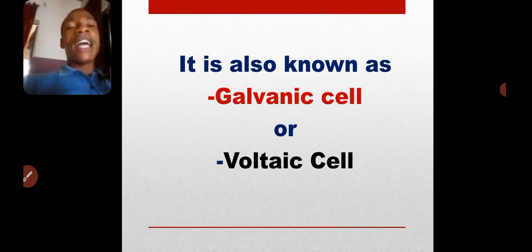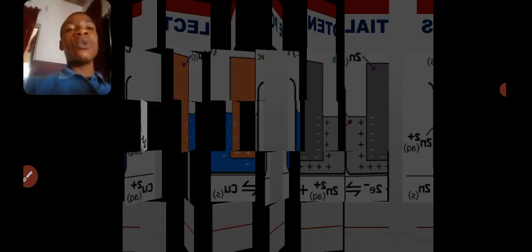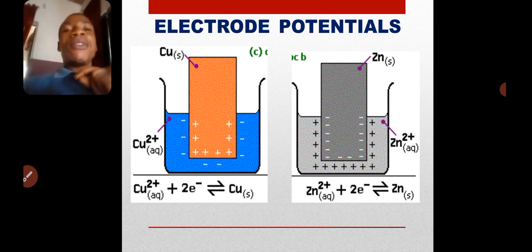Now, you can also call it a galvanic cell. You can call it a voltaic cell. So you can call it a galvanic or voltaic cell. They are all forms of electrochemical cell. Now, let's start business.